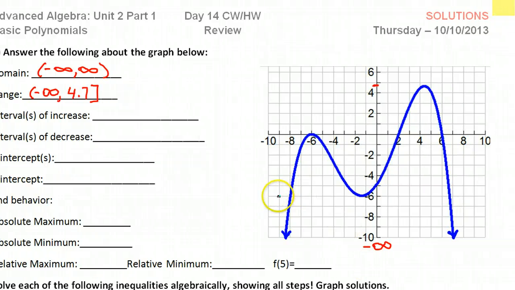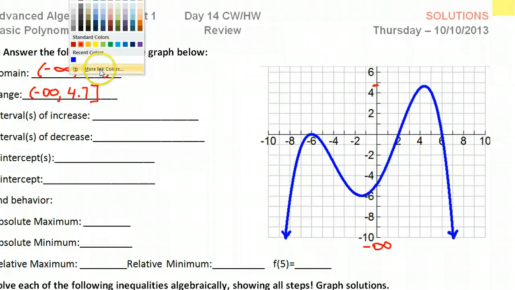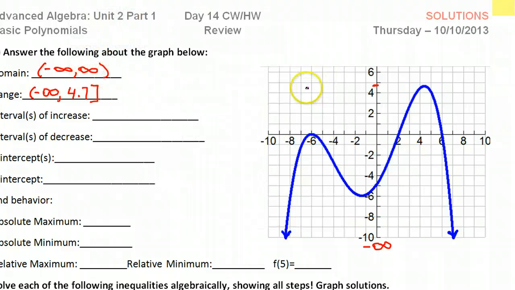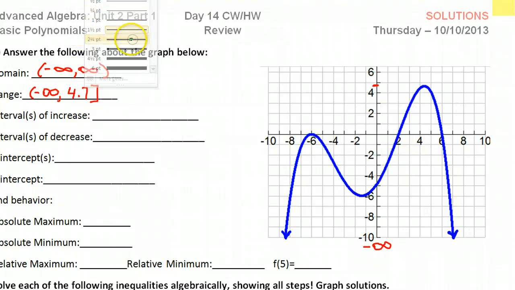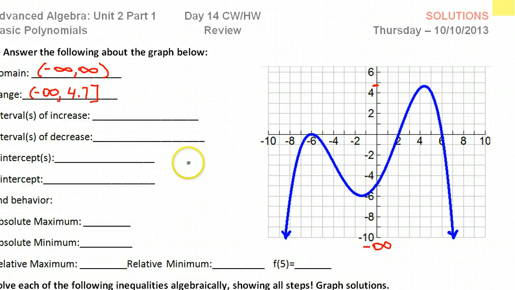You have to look at the graph from left to right. So if I were to travel across this graph from left to right, part of the time I would be going uphill and part of the time I'd be going downhill. Everywhere I go uphill is going to be an increasing part of the graph, and downhill will be decreasing. So starting over here in negative infinity because I'm on the left, not because it's pointing down. So it's starting from the left, starting from negative infinity.